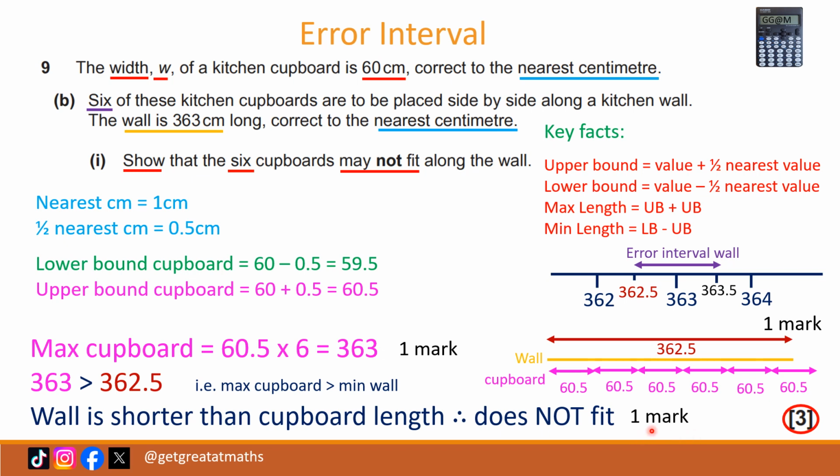So please make sure you have marked your answers using your purple pen. Give yourself a tick every time you see where it says 1 mark to show you've got that answer correct. And make sure you understand why the wall and the cupboard may not work, because you can see here in the diagram the wall could be smaller than the length of the cupboard due to rounding error when you were measuring the values.